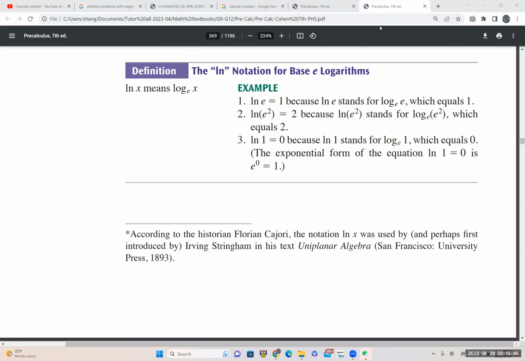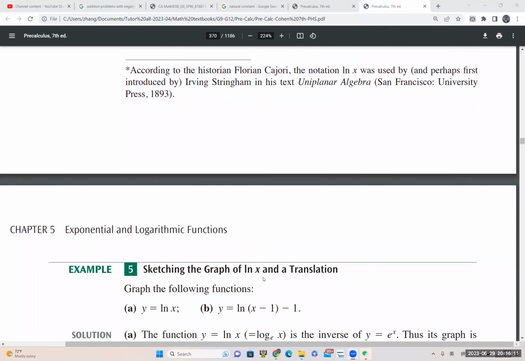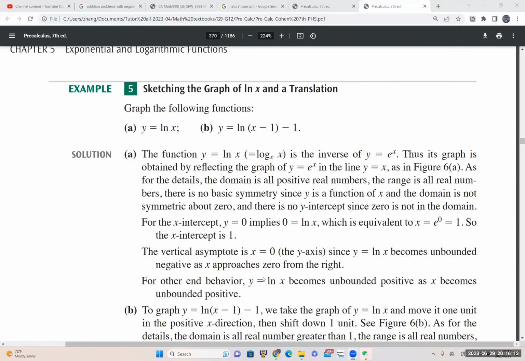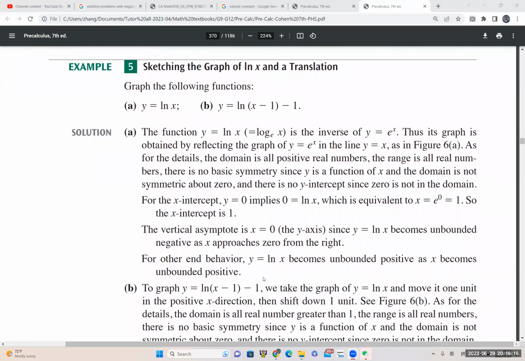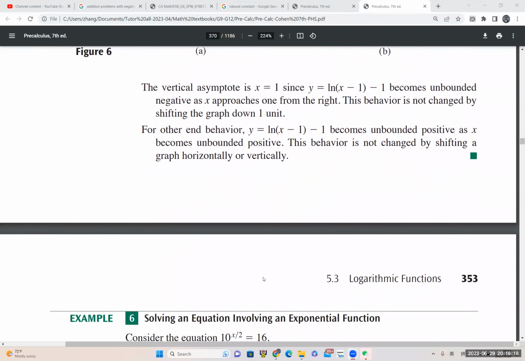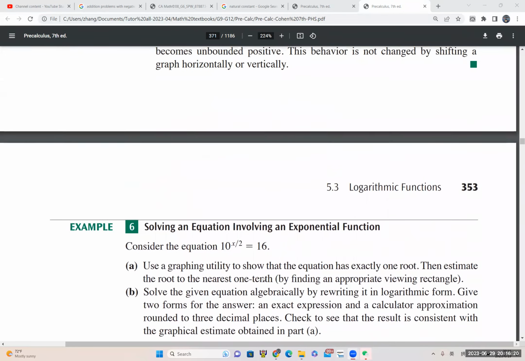Sometimes there is no base. They just write log x. Then suppose the base is 10. Or maybe they write it like this. People may call it the common logarithm when the base is 10. Okay, we don't have time to go into so much detail.